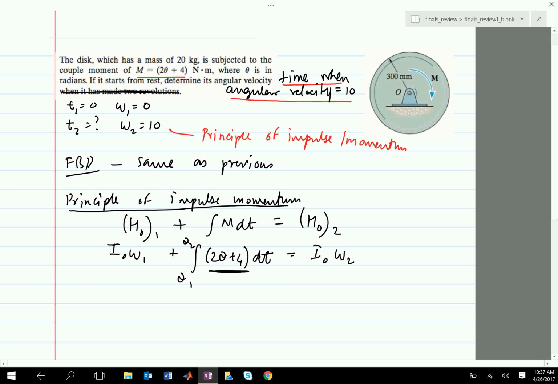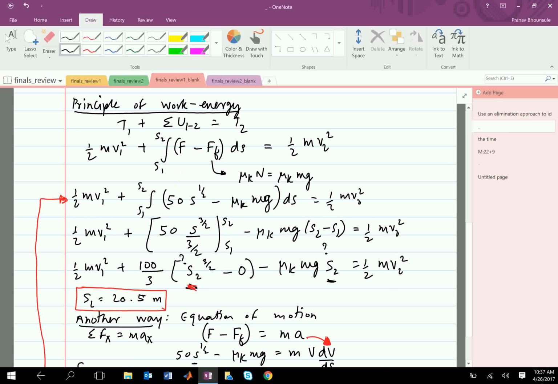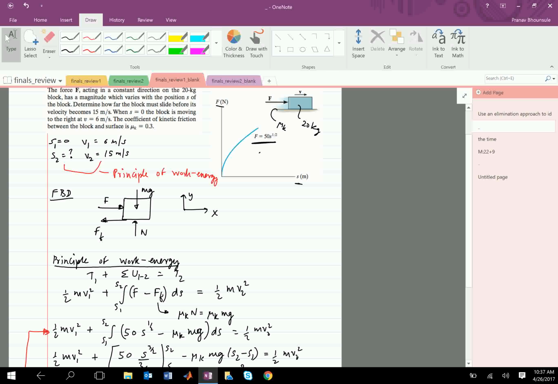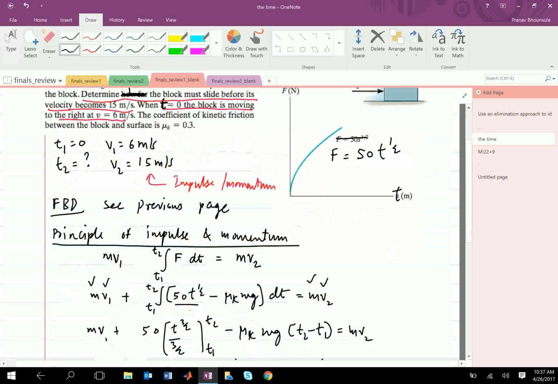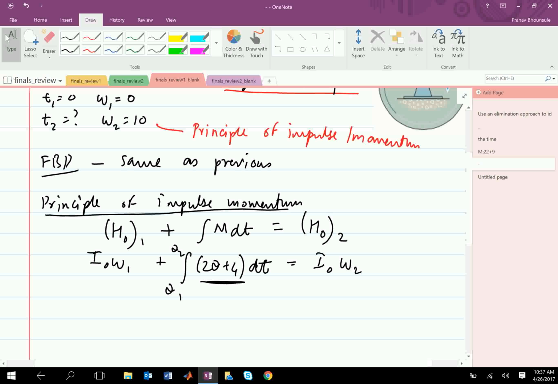If M was a function of time, like if you went slightly back to the problem we did earlier, here F was a function of time, and we were asked to find v as a function of time. This worked perfectly because right here we could integrate F dt. But in this case you cannot integrate M dt because M is a function of theta. So this is not going to work.